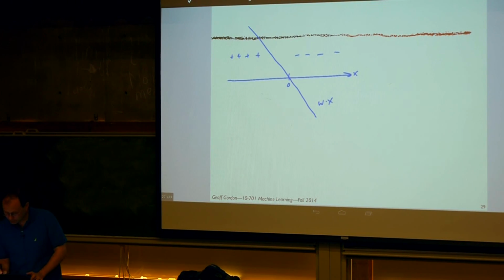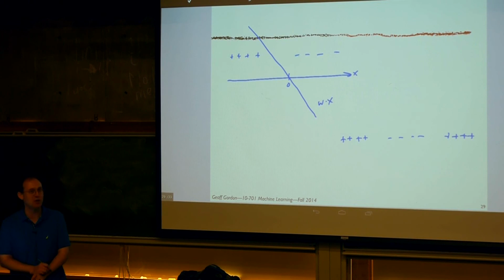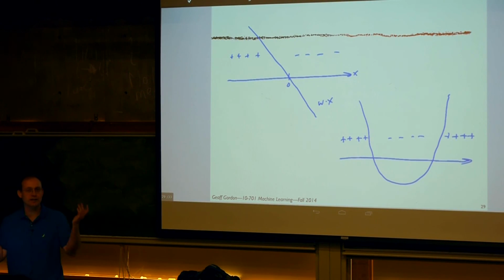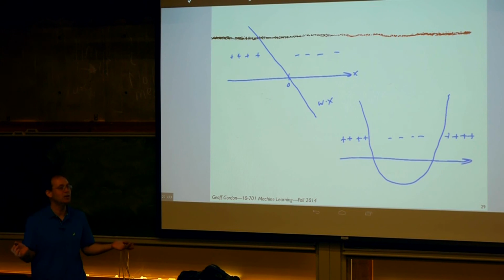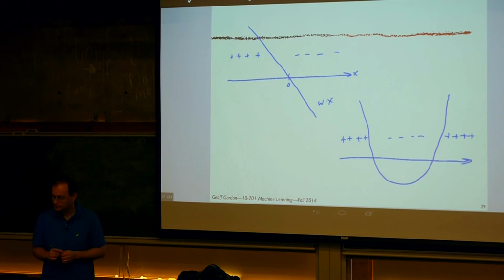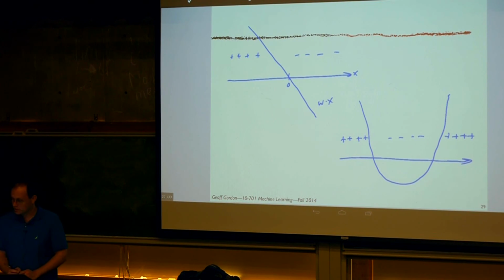So that's great if that happens to describe your data. What if your data happen to look like this? We have some positive examples here, some negative examples here, and then some more positive examples over here. This is a bad situation for your poor old perceptron, because there doesn't exist a linear separator that performs well. Instead, we might hope to learn a quadratic function, which is bigger than 0 at the positive points and smaller than 0 at the negative points.